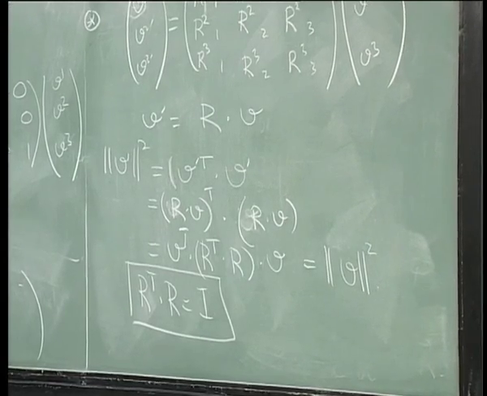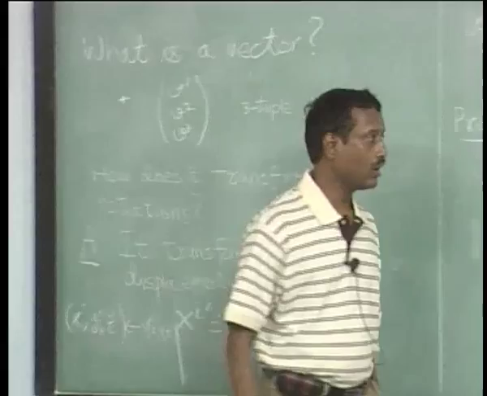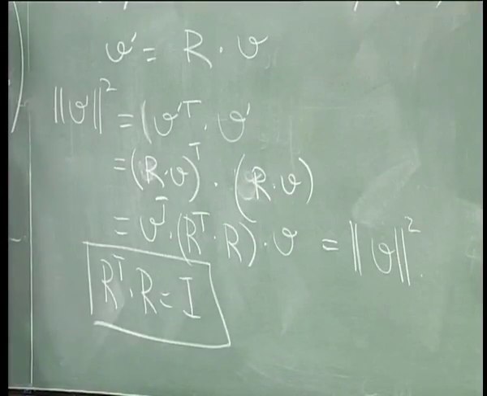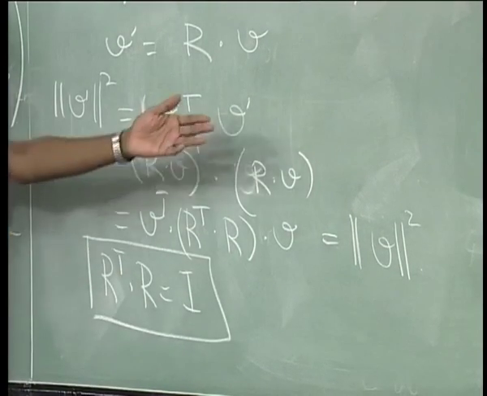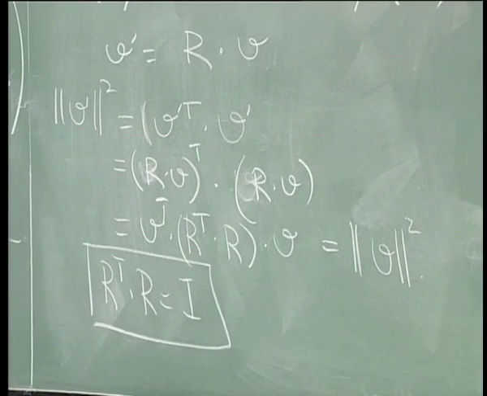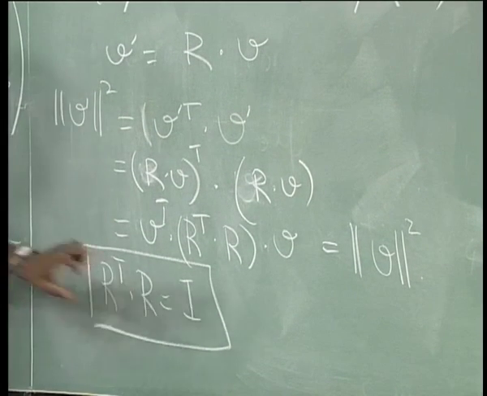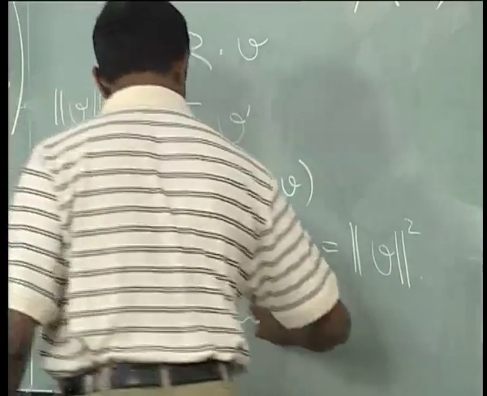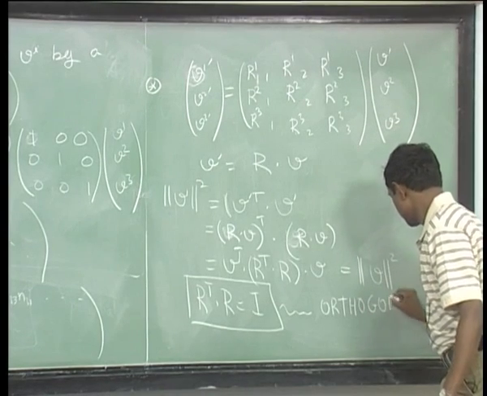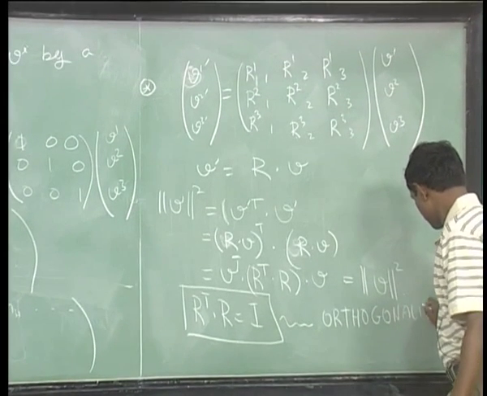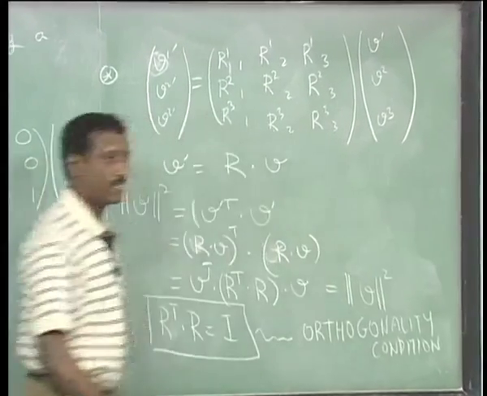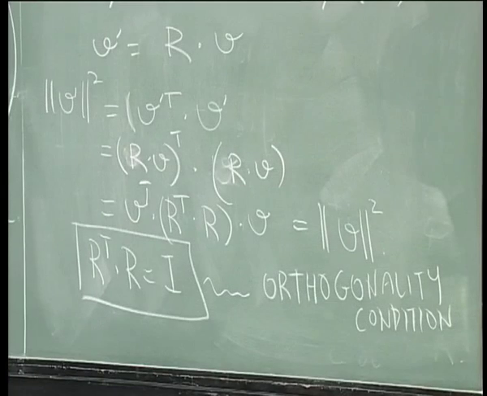Okay. So now we get a sort of independent characterization of what we mean by a rotation matrix. It has to be some matrix which preserves the length, but that turns out to be this statement, that it is a set of matrices which satisfy this condition. Okay. This condition is called the orthogonality condition. Does anybody know why it is called the orthogonality condition?